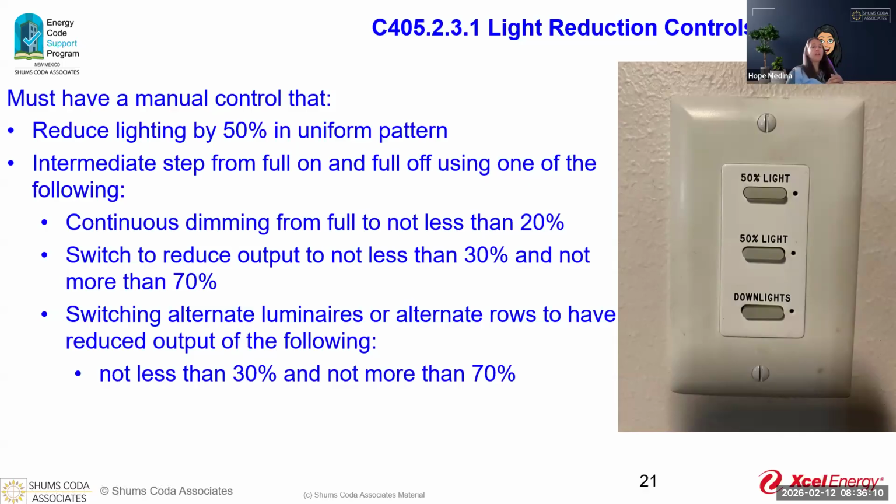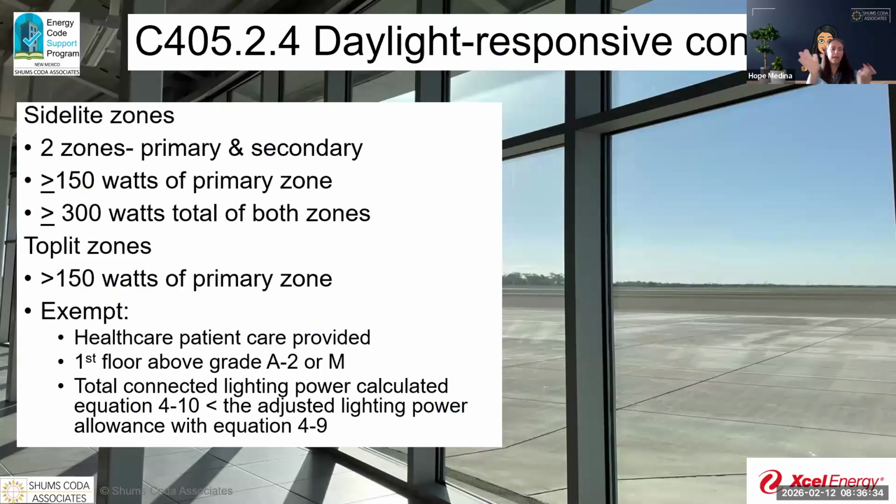Now there is switching alternate luminaires or alternate rows to have a reduced output. And that one is, again, the same concept, right? It's not less than 30 and not more than 70%. So you're not shutting it off all the way. You're not turning it on all the way. It's giving you the ability for somewhere within that realm. All right.